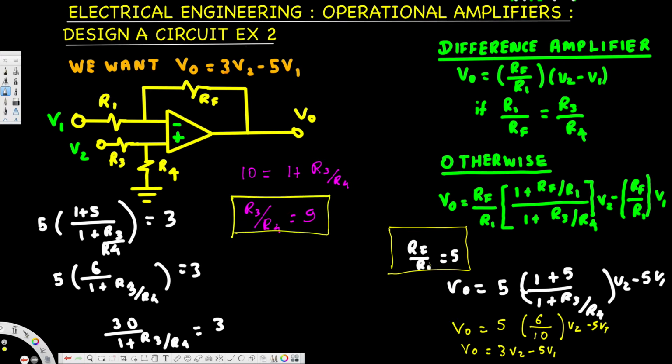Based on this equation, now our purpose is to design the circuit. We have derived these ratios. Now all we have to do is put in values for the resistances in such a way that will give us these ratios. You can pick any values. Here I can choose 50 kilo ohm for RF. We want the RF over R1 ratio to be 5, so if it's 50 kilo ohm, then R1 must be 10 kilo ohm. We also want the R3 over R4 ratio to be 9, so we pick values that give us 9. We can say R3 is equal to 90 kilo ohm and R4 is equal to 10 kilo ohm. So R3 over R4 will give us 9.